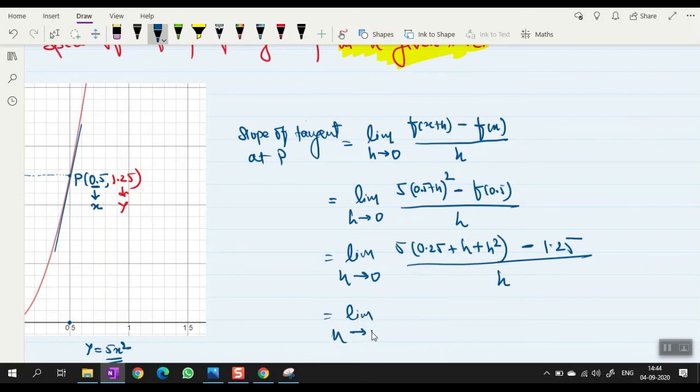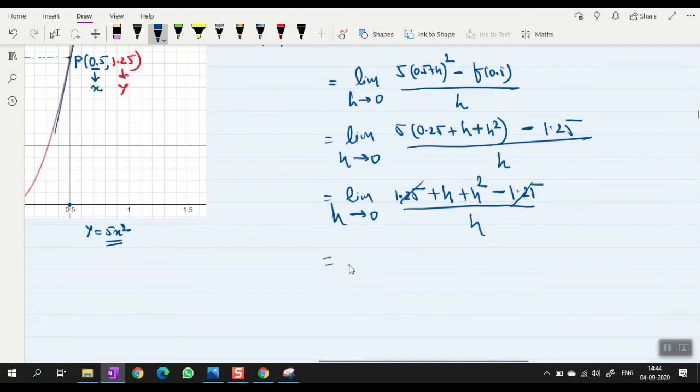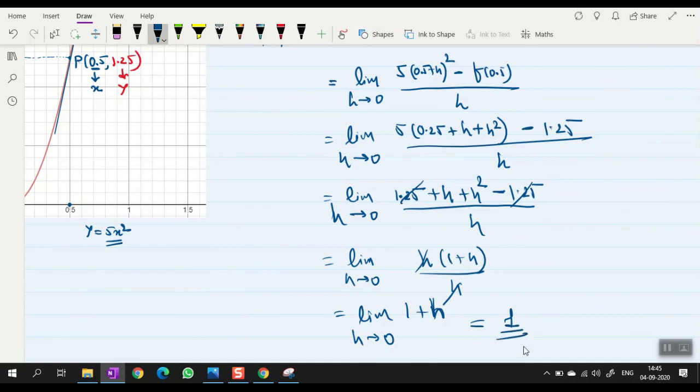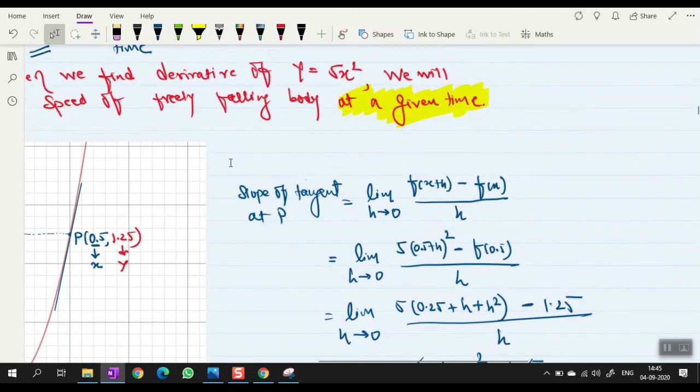So limit when h tends to 0 of 5 bracket, we cannot add anything over here, so let's just multiply straight away. So 5 multiplied by 0.25 will be 1.25 plus h square minus 1.25, the whole upon h. Minus 1.25 and 1.25 gets cut, so we will be left with limit when h tends to 0 of h bracket 1 plus h the whole upon h, and this becomes limit of 1 plus h when h tends to 0. So this will become 1. Okay, great. So the slope of the tangent at point P is 1.